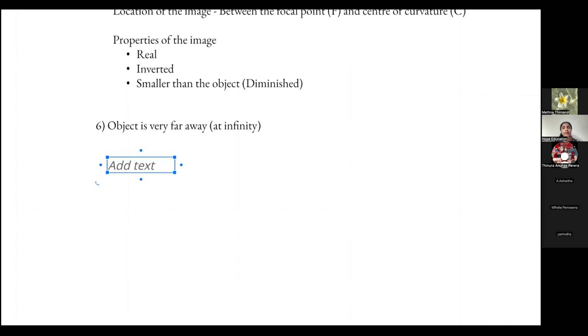So you have to remember the location of the image and the properties of the image. However, you don't have to draw the ray diagram. So as I said, when the object is on the focal point, the image was at infinity. Right? When the object was on the focal point, image was at infinity. Now, when the object is at infinity, image is formed on the focal point.